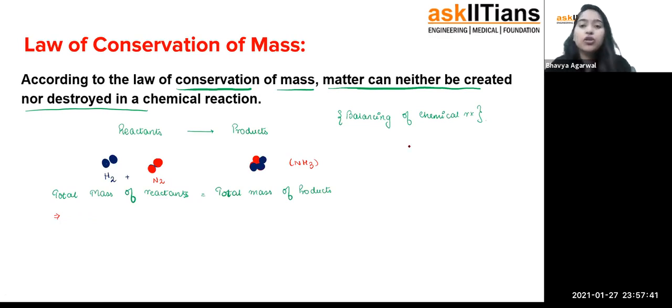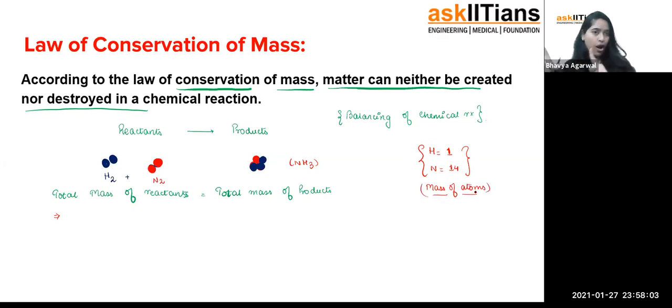I'll just use the information that the mass of hydrogen is 1 and the mass of nitrogen is 14. This is the mass of an atom. So the mass of a hydrogen atom is 1. The mass of a nitrogen atom is 14.